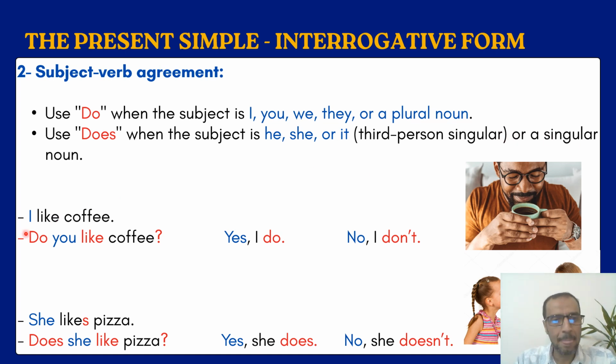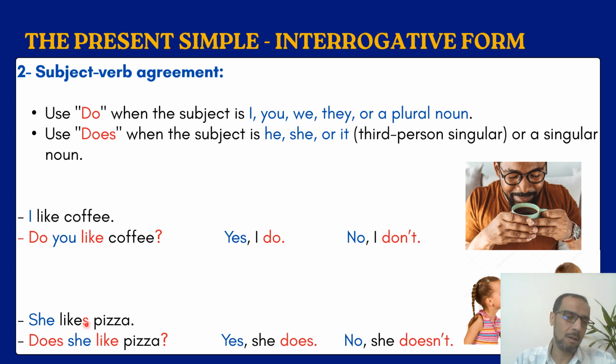For example, I like coffee. I is singular, but this is in the first person singular. So we don't use does, we use do. Do you like coffee? Short answer, yes I do. No, I do not, or no I don't.